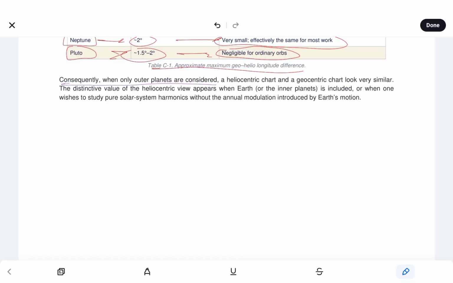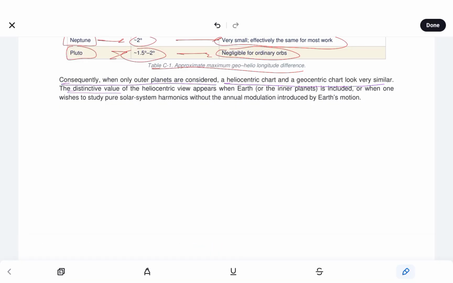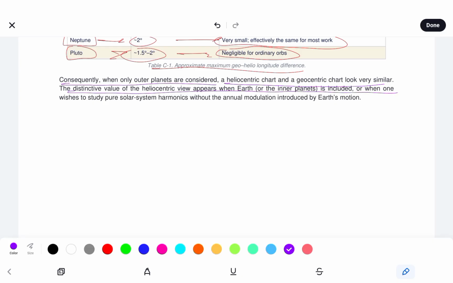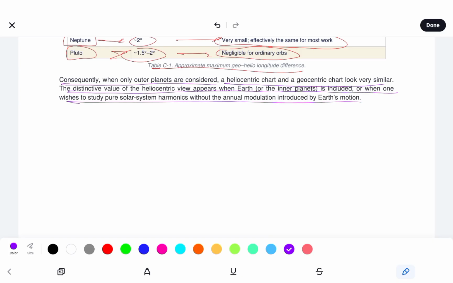Consequently, when only outer planets are considered, a heliocentric chart and a geocentric chart look very similar. The distinctive value of the heliocentric view appears when Earth or the inner planets are included, or when one wishes to study pure solar system harmonics without the annual modulation introduced by Earth's motion.